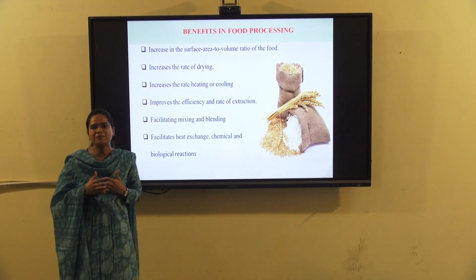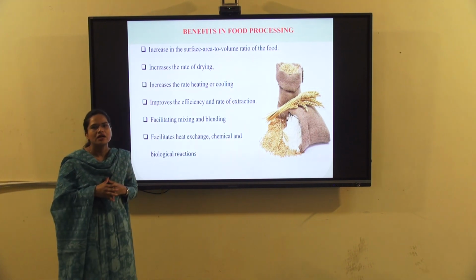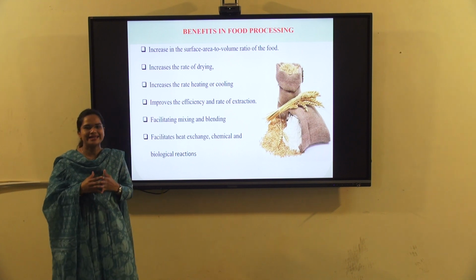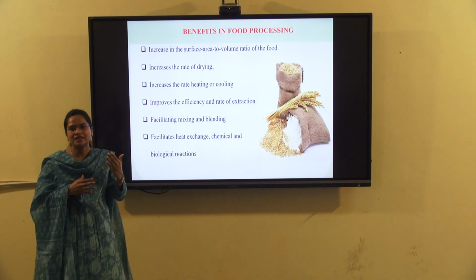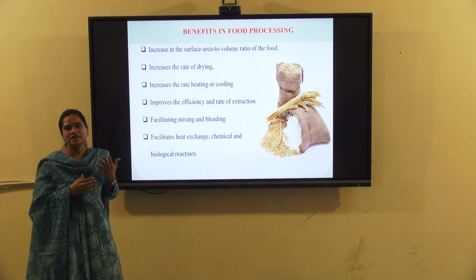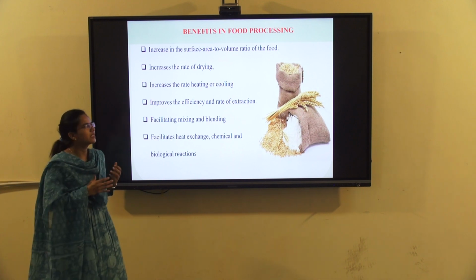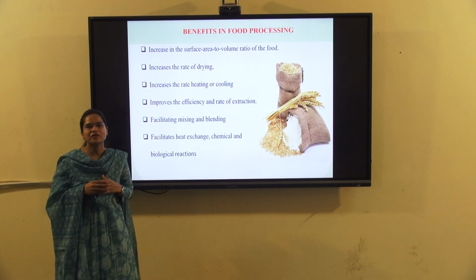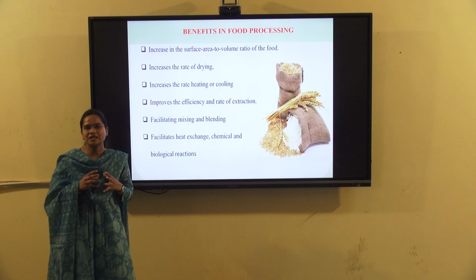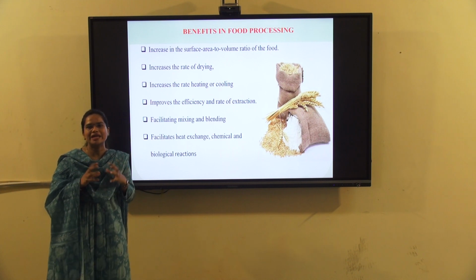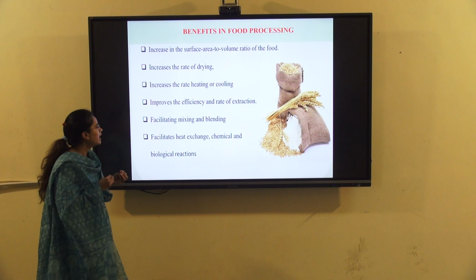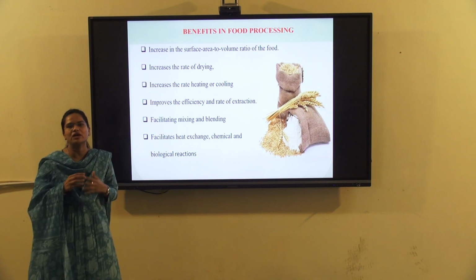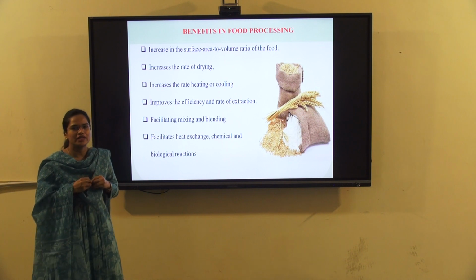So what are the different benefits of size reduction? After size reduction, the surface area of the particle increases. While the surface area increases, the rate of heat transfer, mass transfer and the extraction rate also increase. It also facilitates uniform mixing of the product during the mixing operation, and facilitates heat exchange, chemical and biological reactions during the operations.